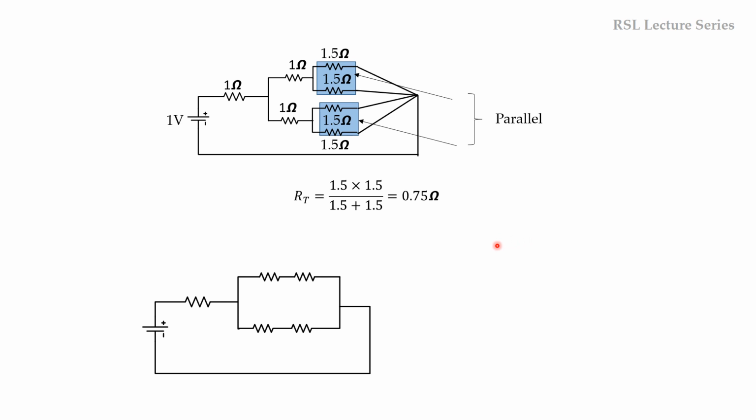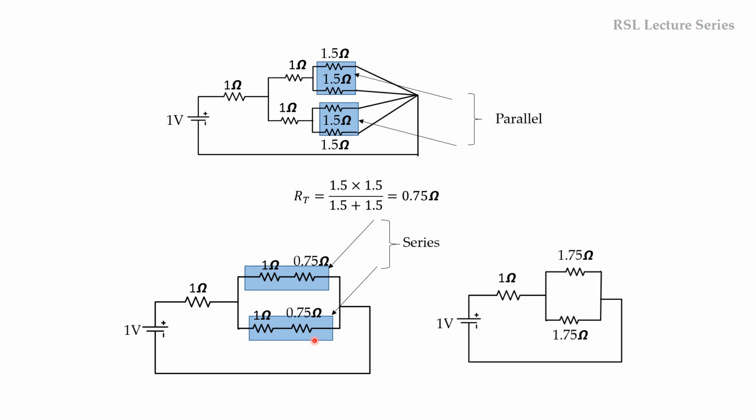So now we can redraw the circuit. This is 1, this is 1, and this is 1. Now these two are reduced into 0.75 ohm. We can redraw like this. Now again these two resistors are connected in series, so we can simplify them by simply adding these two resistors, 1 plus 0.75, 1.75 ohms, again 1 plus 0.75, 1.75 ohm. So now the circuit can be redrawn like this.